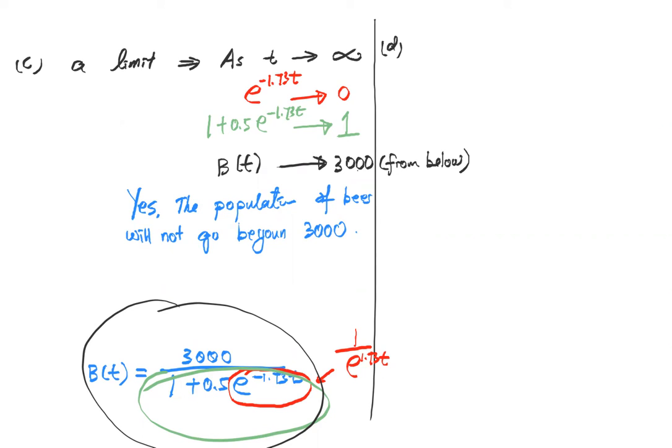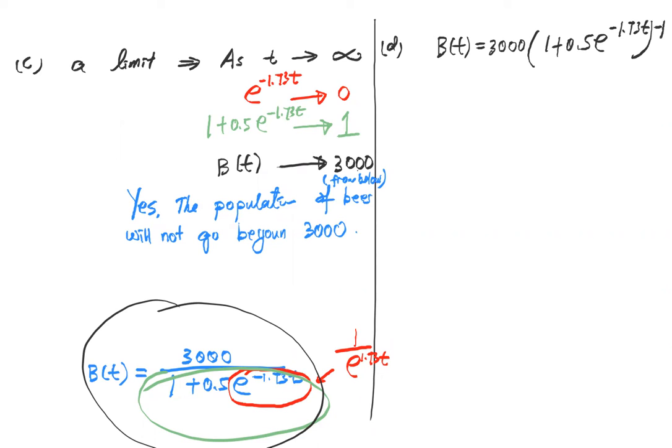Okay, to find B prime t, can I move on? This one, because up there is a number, I'm going to write B(t) as 3000, open bracket, 1 plus 0.05, e to the power negative 1.73t, to the power negative 1. So I'm going to use the chain rule to get the answer.